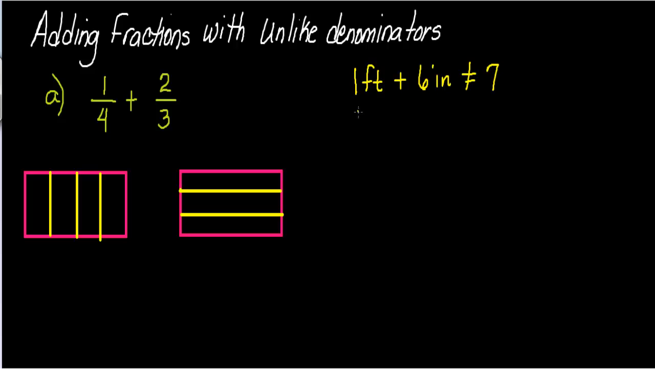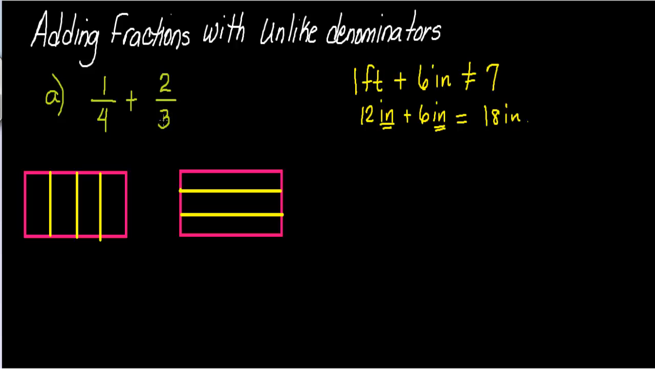So if I turn 1 foot into inches, I would have 12 inches plus 6 inches. And now since they're both in the same units, I can add them and say I have 18 inches. Okay, so that's the same thing that happens with fractions with unlike denominators. I need the denominators to be the same so that I can add them together, because when I have them as the same denominator, I have equivalent pieces. All the pieces will be the same size.